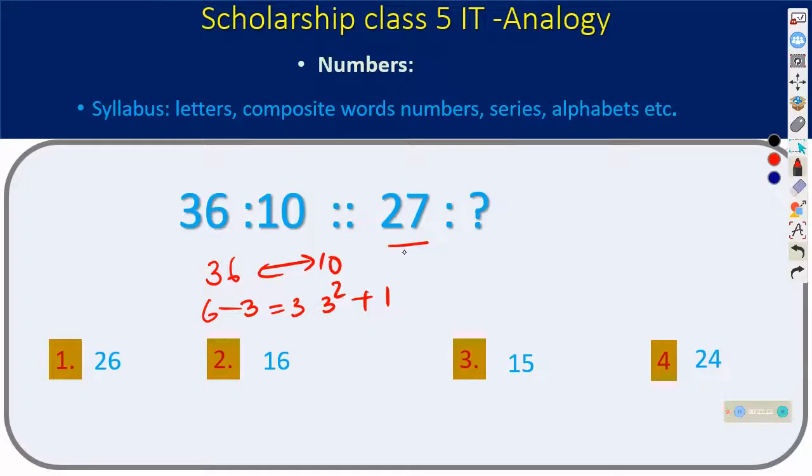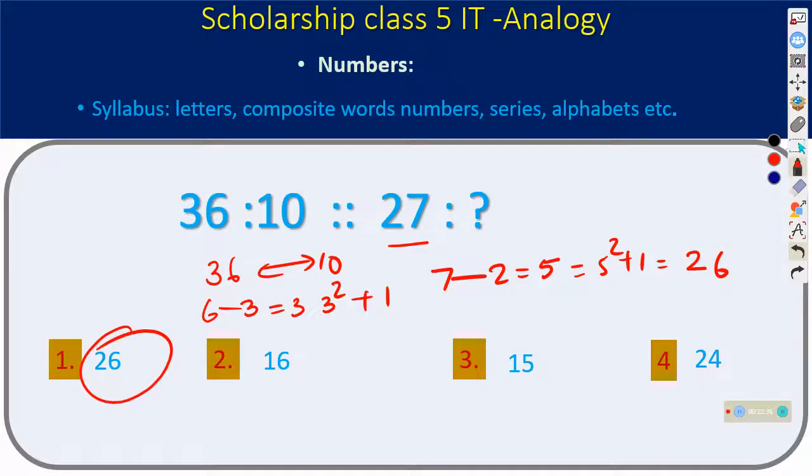This is a question which had come in the question paper. In that case, this is a square, before that 6 minus 3. Here 7, if we apply the same common sense, 7 minus 2 is equal to 5, and 5 square plus 1 is equal to 26. So 26 can be the answer.